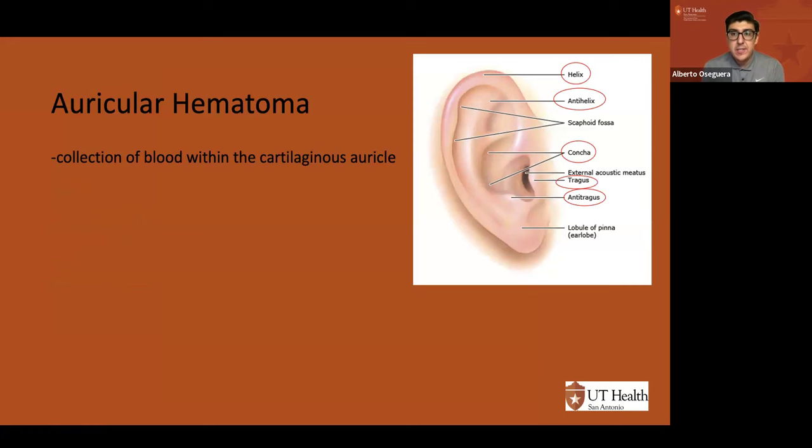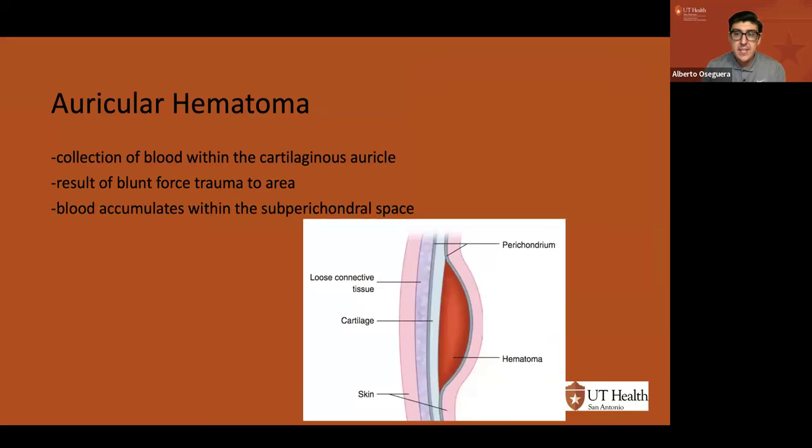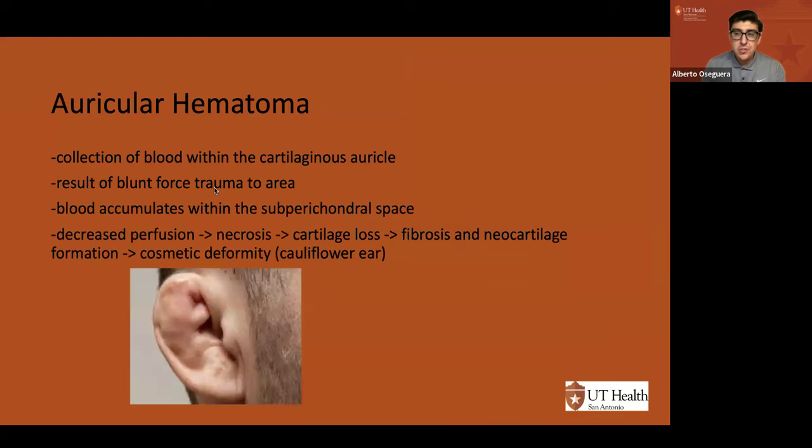With combat sports like wrestling, boxing, MMA, and you can also see it in rugby, when you get direct trauma to the area, you separate the subperichondral space and you get accumulation of blood, which results in a hematoma. It'll be important to aspirate those as quickly as you can, because if the hematoma goes untreated, you can end up with a cosmetic deformity, and that's cauliflower ear.